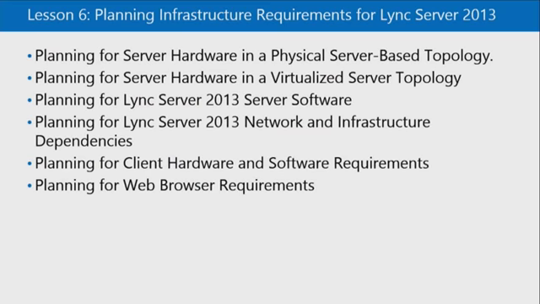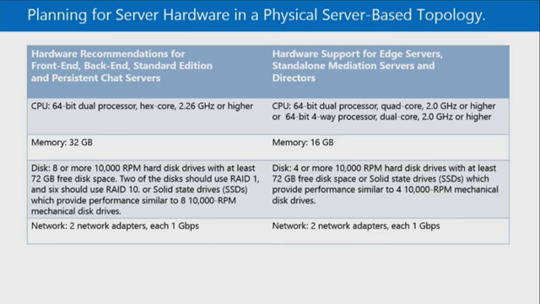Infrastructure requirements is what we're getting into now, and it's good to remember. Hardware recommendations, they went up. Oh yeah, they went up significantly. Right. We're looking for 12 cores of 2.26 gigahertz or higher, 64-bit processors, and 32 gigs of RAM to operate a front end. And not only that, but at least 8 10,000 RPM capable disks.